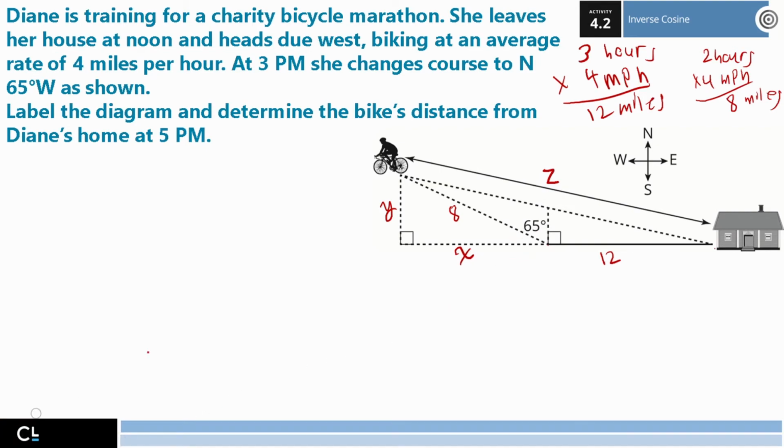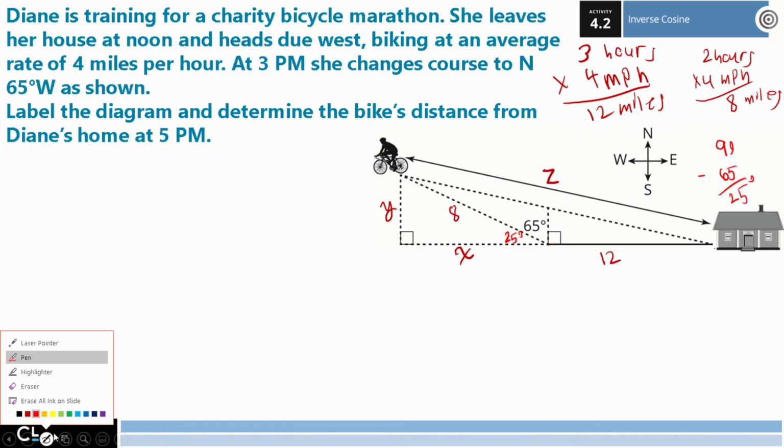So if we want to find that missing angle, we know it's going to be a 90-degree angle. So we say 90 minus 65, and that's going to give me 35. Or sorry, 25. Well, 25 degrees. Right here is 25 degrees.